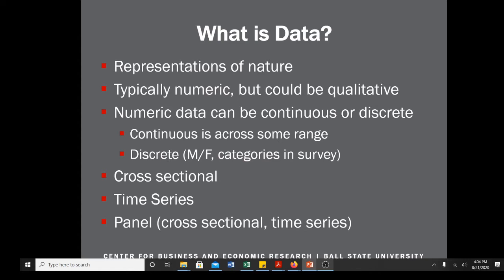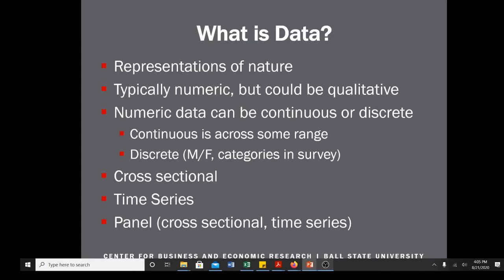Data is some representation of nature. It's typically numeric, but it could be qualitative. Numeric data could be the number of people in a household, the stock price of a company. And then qualitative data is usually something that's descriptive. And all disciplines will use some combination of these. More typically, numeric data is used in economics, and in finance and accounting. Qualitative data is more likely in management or marketing. And then there's things that are in between.